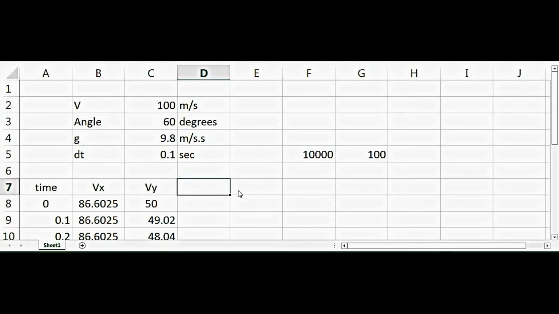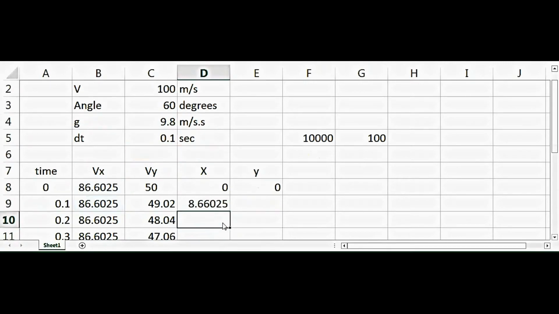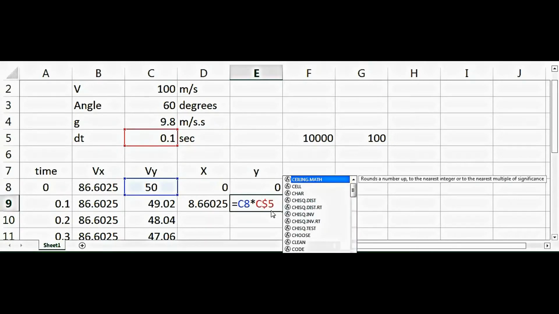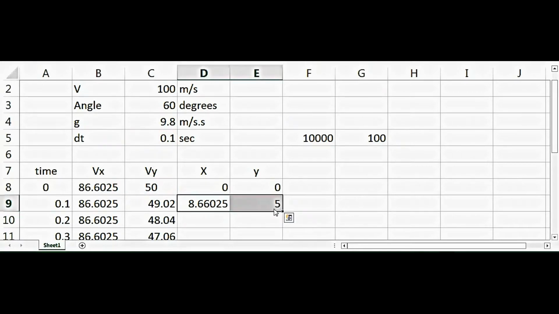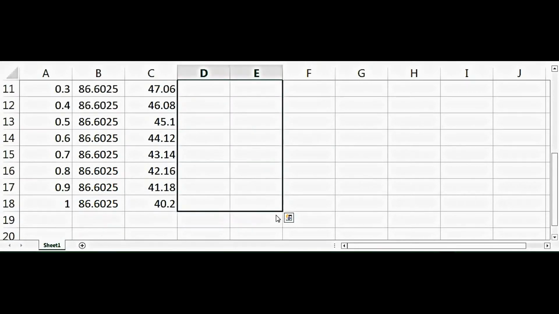And then we can calculate the distance. At the very beginning x will be 0 and y will also be 0, and then it will change. So the position in x direction will change according to the time. So we'll say velocity times dt, and the same way for y, velocity times dt. Now we can drag it down and see the position.